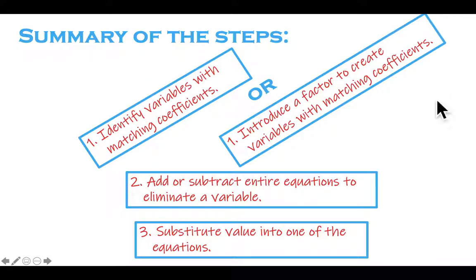So to summarize the steps, when we're solving by elimination, if we can identify variables that have matching coefficients, then we can start there. That was like our first example. Or if we don't have matching coefficients, then we can introduce a factor to create variables that have matching coefficients, and then proceed with steps 2 and 3 in the same way. We'll add or subtract the entire equations to eliminate a variable, and then substitute the value that we solve for in number 2 into one of the equations to solve for the second variable in our step 3.